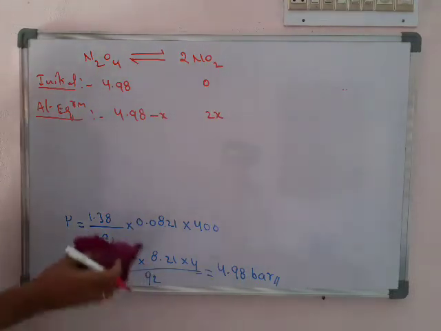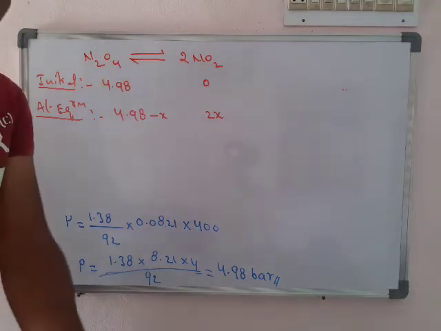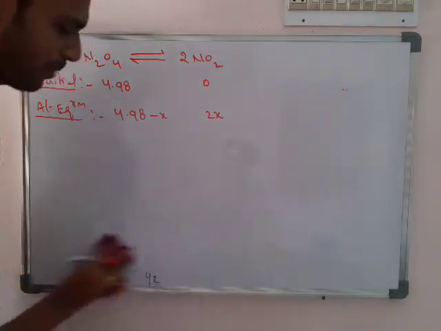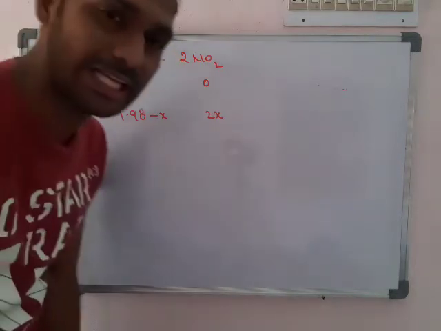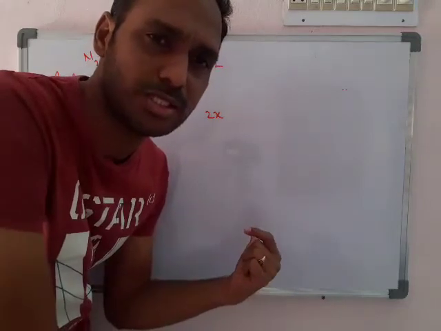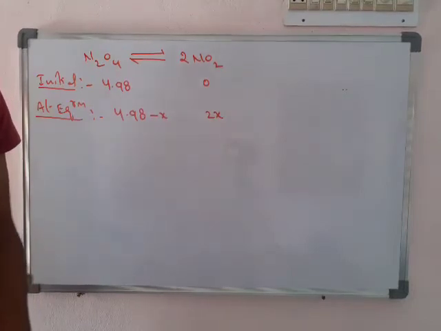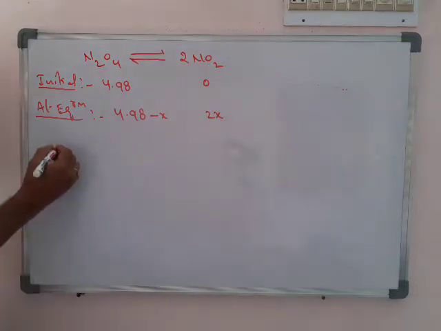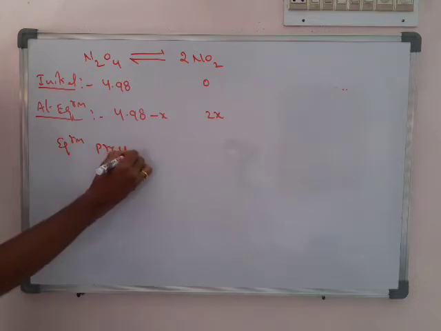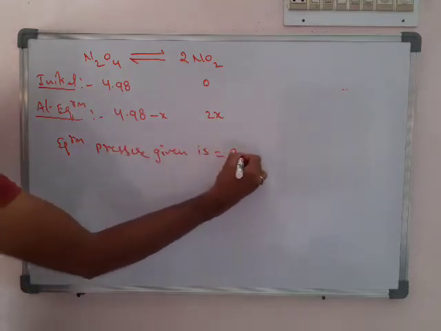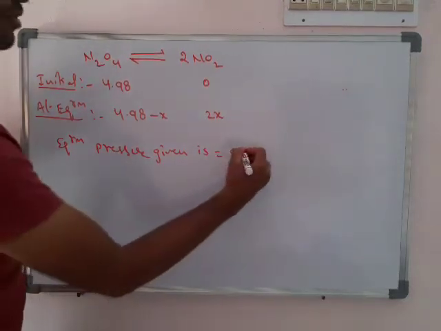So next, what is the final pressure? In the problem itself the pressure at equilibrium is given. What we found earlier was the initial pressure. So the equilibrium pressure given is 9.15 bar.